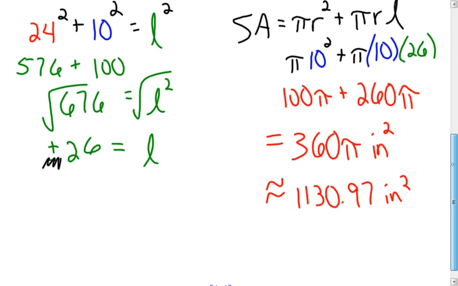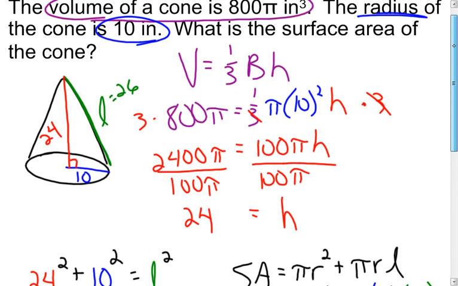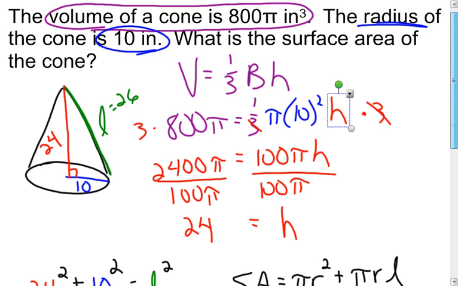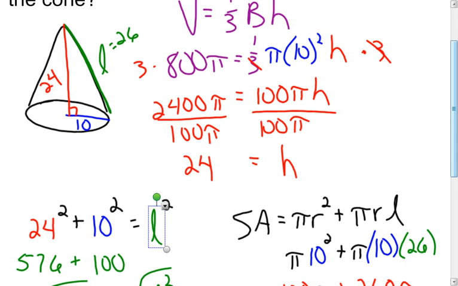So in this one, it's a little more in depth, it gave you volume, which allowed you to solve for the height, and then you could use the height in the Pythagorean theorem down here to calculate the slant height, which was needed to go into your surface area formula, and then plug it all in and compute your answer. That's going to conclude my lesson on volumes of cones.